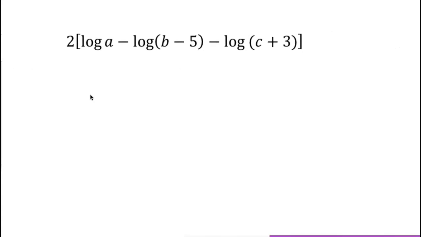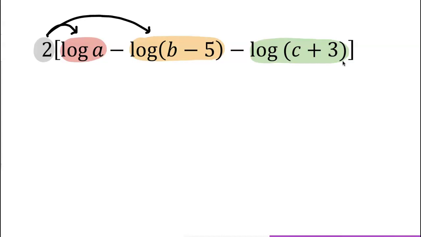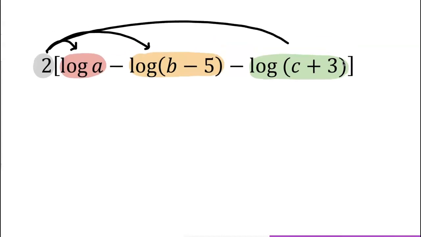So let me read the problem that we have here. It says 2 times log A minus log B minus 5 minus log C plus 3. So guys, we have 3 things inside this parenthesis: log A, log B minus 5, and log C plus 3. Sitting outside is that 2, which is trying to get multiplied to all 3 things inside. So what I'm going to do is distribute this 2 in first, to these 3 colored terms.